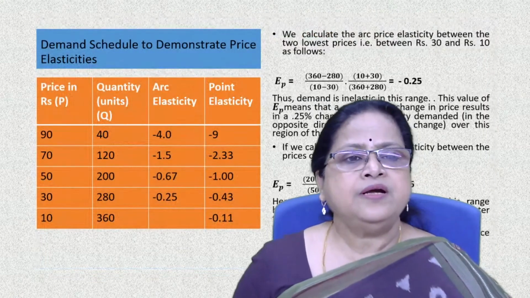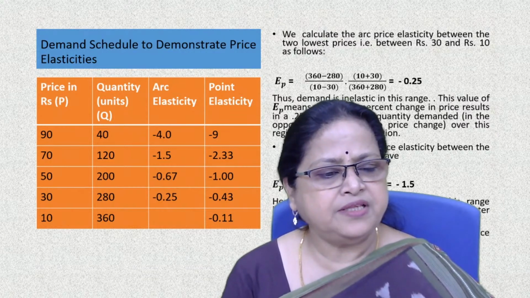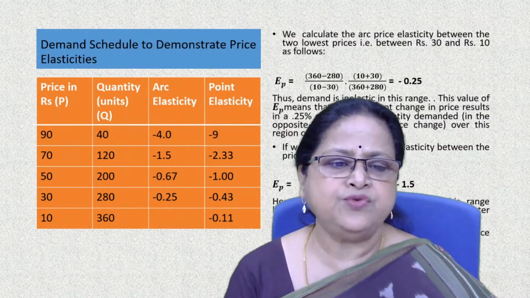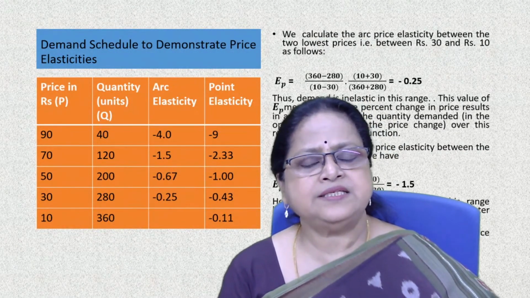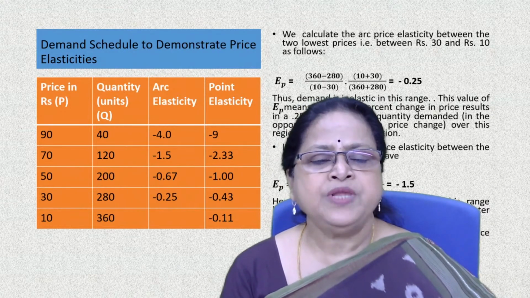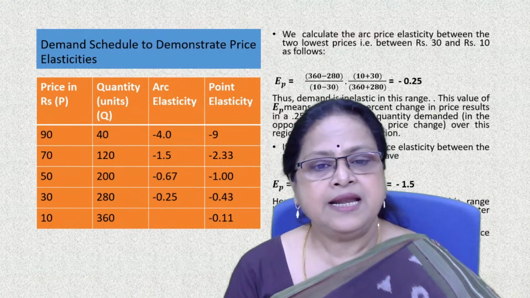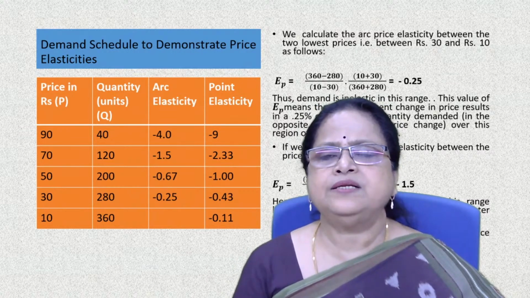Okay. Now, here is a demand schedule. Price is 90, 70, 50, 30, 10 like that. And quantity is 40, 120, 200, 280, 360 like that. Arc elasticities are calculated: -4, -1.5, -0.767 like that. And point elasticity is calculated like this.